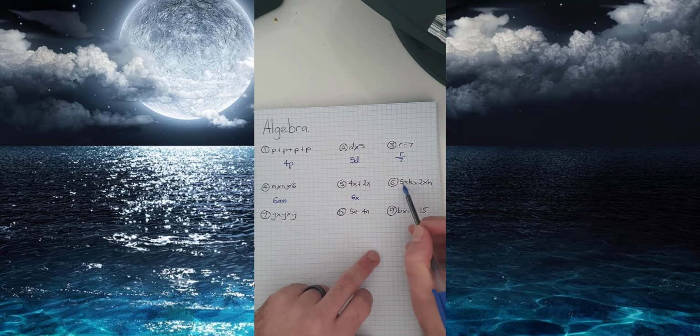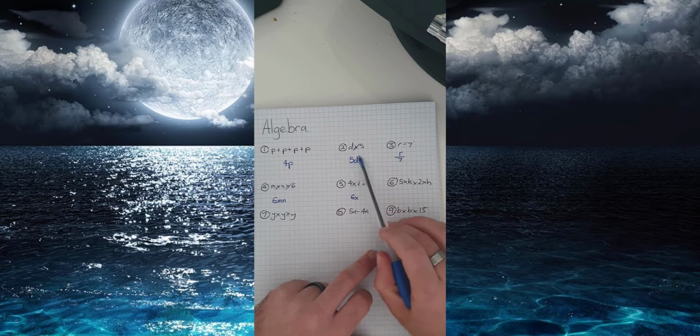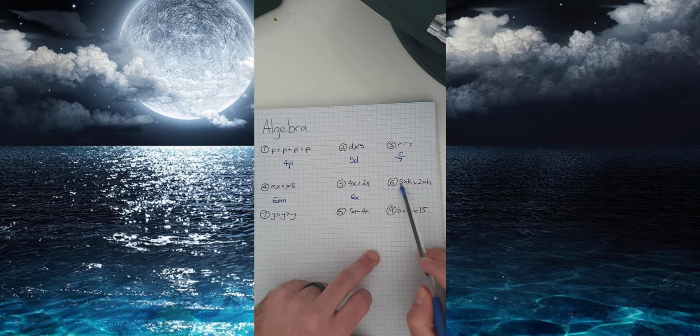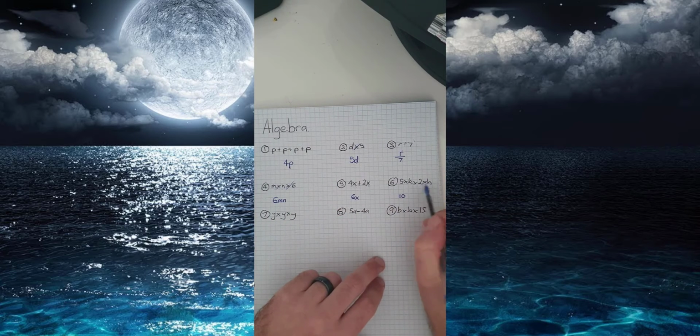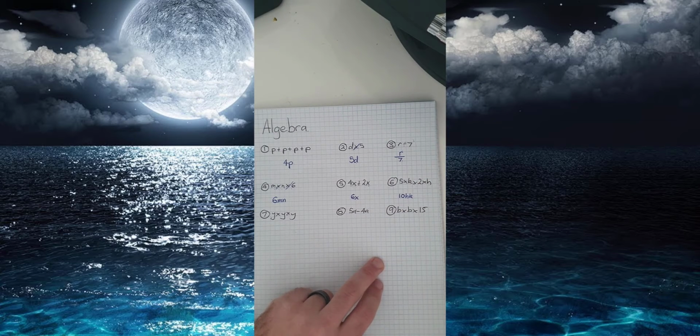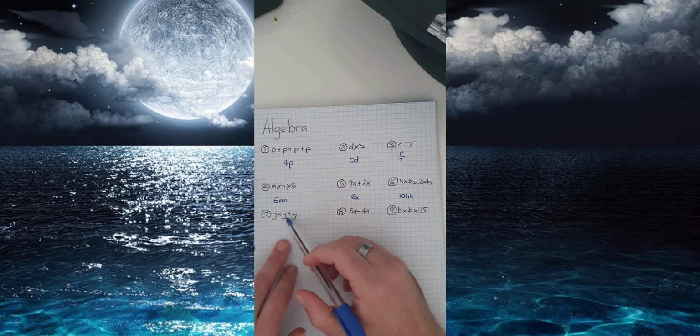Coming over to 6, 5 times k times 2 times h. This one's a little bit trickier. It's kind of like number 2. However, okay, we've got 2 numbers. What we're going to do is deal with them first. 5 times 2, which is 10. Now we can't condense these any further, so we're just going to write these in alphabetical order. H, k, like so.